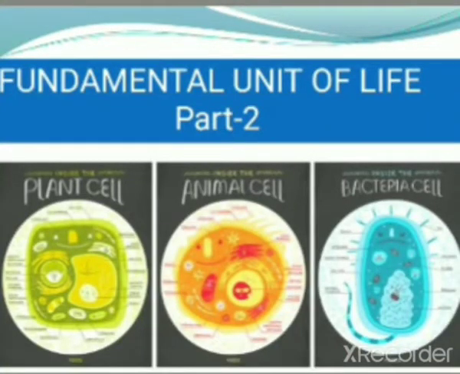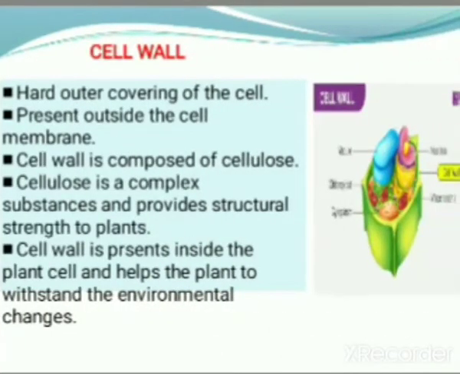Students, in this video, Fundamental Unit of Life Part 2, we shall discuss the cell wall, nucleus and cytoplasm. The cell wall is a hard outer covering of the cell present outside the cell membrane. Cell wall is composed of cellulose. Cellulose is a complex substance and provides structural strength to plants.